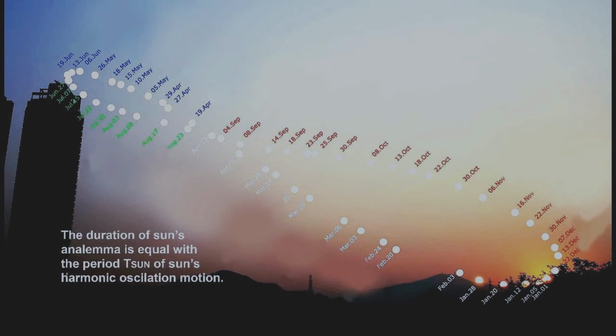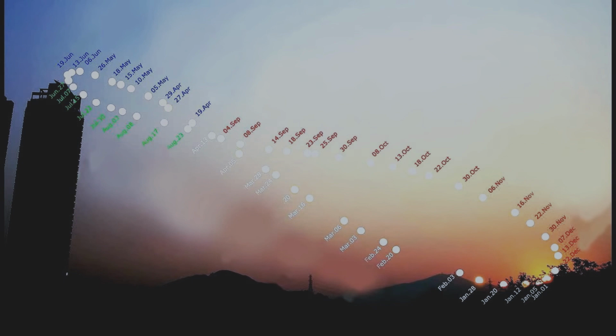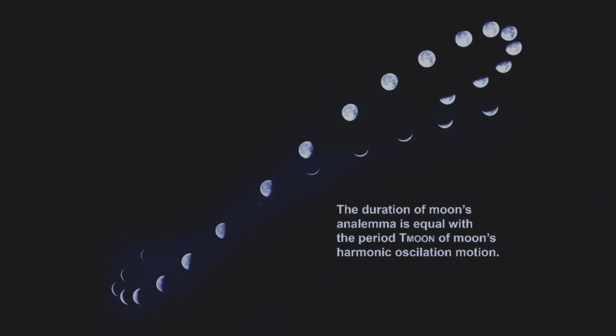The duration of the Sun's analemma is equal with the period T-sun of the Sun's harmonic oscillation motion. Sun's analemma duration: 365.25 days. The duration of the Moon's analemma is equal with the period T-moon of the Moon's harmonic oscillation motion. Moon's analemma duration: 28.5 days.